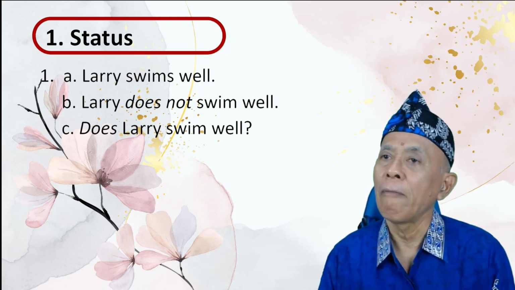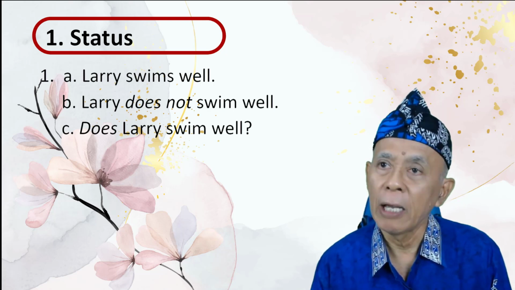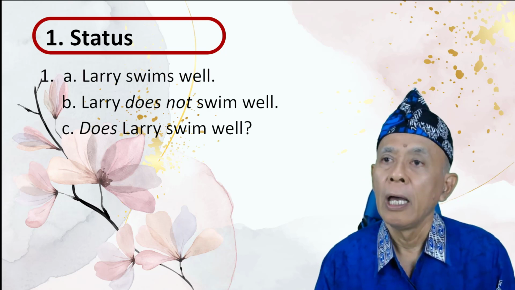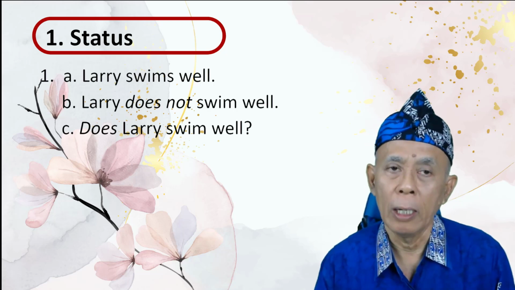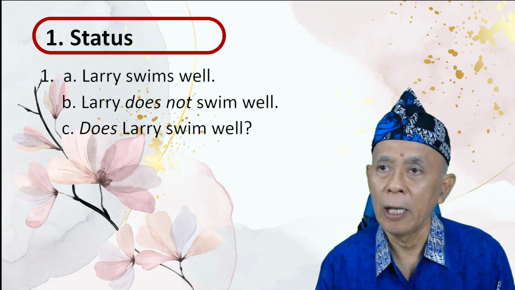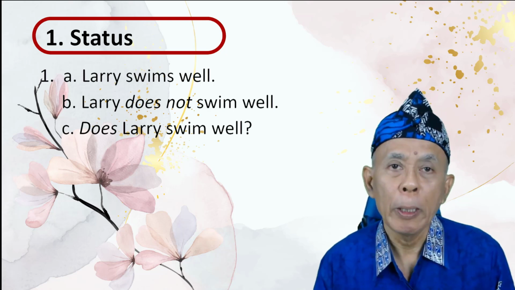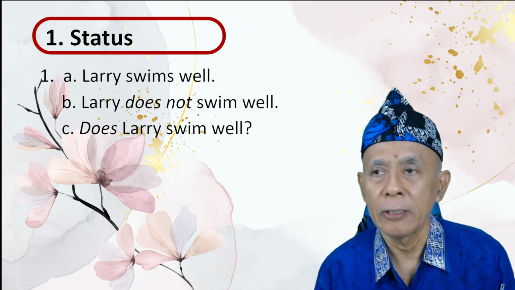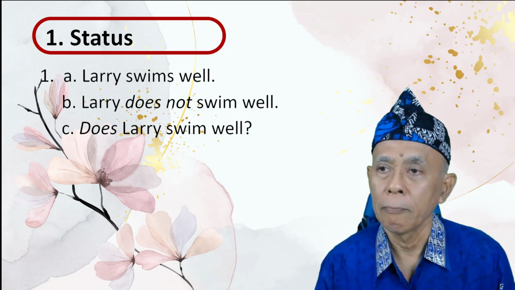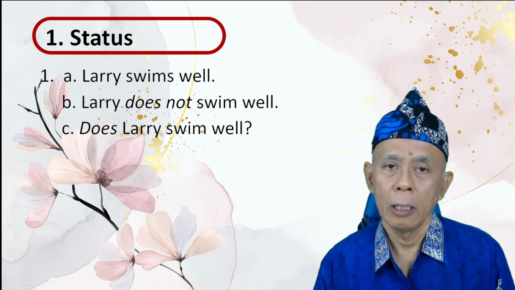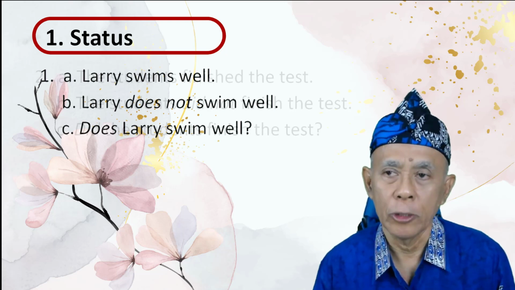Here we have Larry swims well. The time frame of this sentence is present. We have swims, it's present tense, and it shows that the action really happens. Larry swims well. It happens because of a habit. Larry has the habit of swimming. Larry doesn't swim well. So the swimming well does not occur or does not exist, or Larry does not have the ability. Does Larry swim well? The action, whether Larry swims well or not, is still a question.